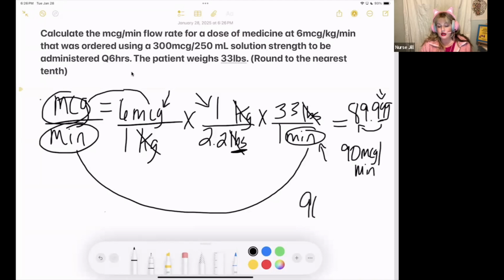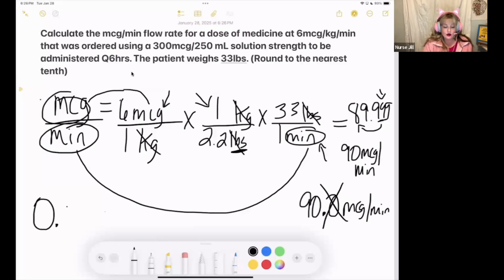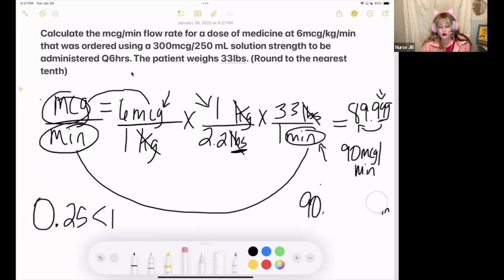Now, I don't want to put 90.0 micrograms per minute because in medication administration, this is going to be considered an inaccuracy to put a trailing zero. It's always correct to put a leading zero if I have a number that's less than 1, but it's never the right choice to put a trailing zero unless your professor specifically tells you they wanted that method, which I doubt they will. So instead of rounding to the tenth, I'm actually going to keep this as the whole number of 90 micrograms per minute.